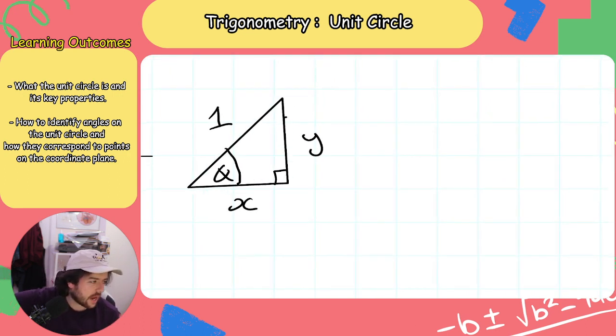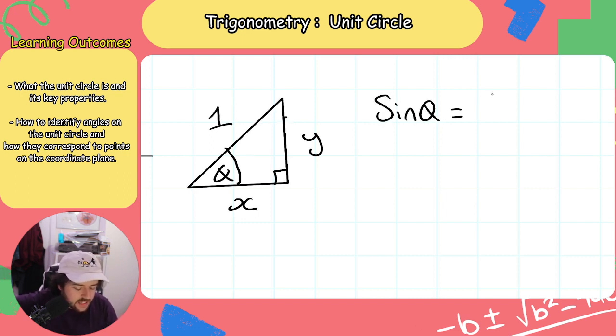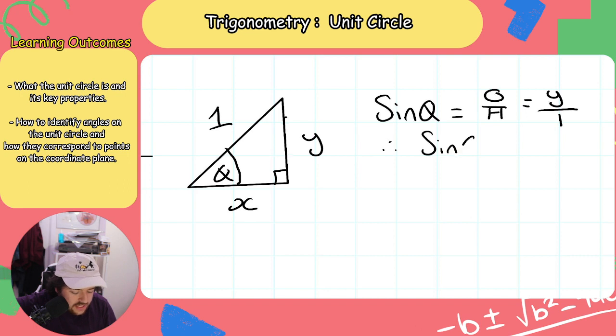So I have sine theta is going to be equal to my opposite over my hypotenuse, which is going to be y over 1. We know anything divided by 1 is itself. So I have sine theta is equal to y.